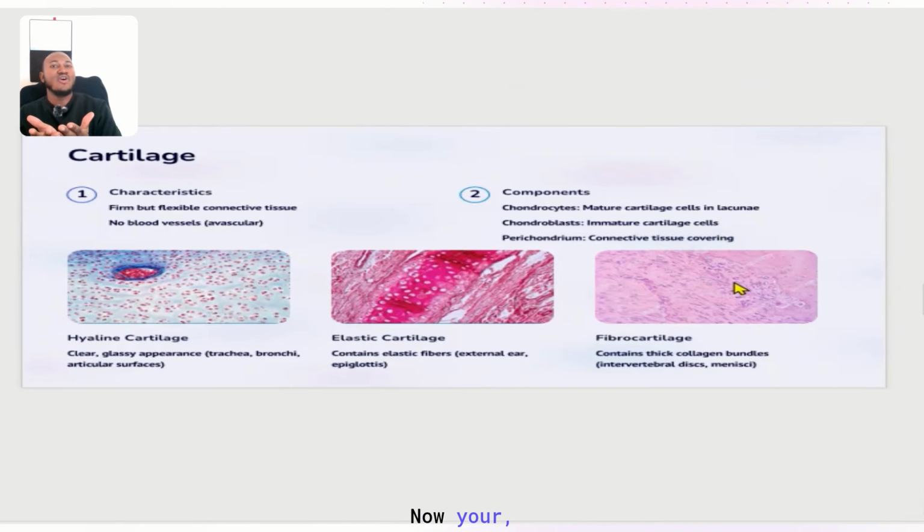Now, your external ear is due to the presence of what? This question is something you cannot fail. Your external ear is due to the presence of what? Options: ligaments, fibrocartilage, elastic cartilage, dense irregular, and dense regular. What is your answer? If you look at the board, what do you see here? External ear, epiglottis, contain elastic fibers. So they are part of what? Elastic cartilage. Simple. Elastic cartilage.